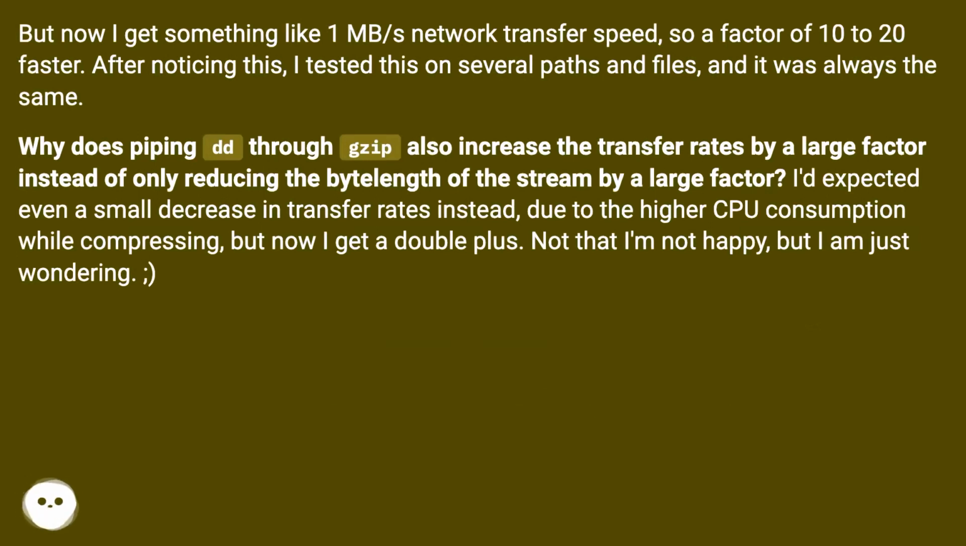After noticing this, I tested this on several paths and files, and it was always the same. Why does piping DD through Gzip also increase the transfer rates by a large factor instead of only reducing the byte length of the stream by a large factor? I'd expected even a small decrease in transfer rates, due to the higher CPU consumption while compressing, but now I get a double plus. Not that I'm not happy, but I am just wondering.